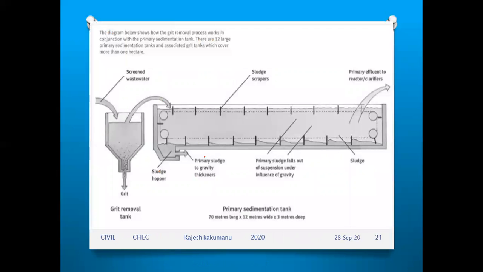You can see in detail the primary sedimentation tank, how it flows. So see here, the length is 70 meters long, 70 meters long into 12 meters wide into 3 meters deep. So the depth is 3 meters. So exactly 1 meter is equal to 3 feet, so 3 meters is equal to 9 feet.